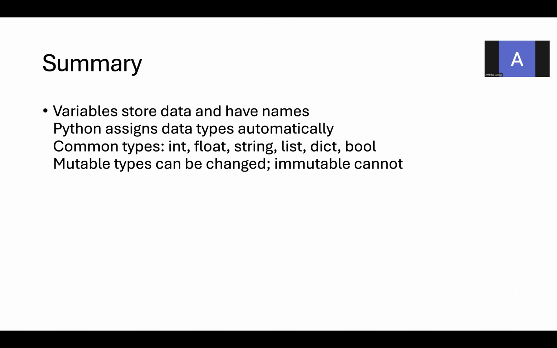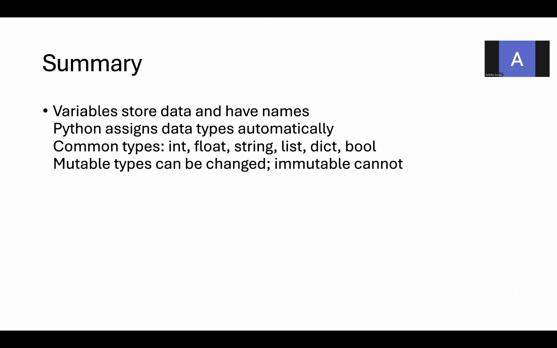Summary: variables store the data and they have their own names. Python assigns data types automatically. Common types are integer, float, string, list, dictionary, and boolean. Mutable data types can be changed and immutable cannot be changed. So you create a variable and assign a value to it. The moment the variable is created, the data type will be assigned according to the value you assign to this variable. And every variable has its own name. There are rules in creating the name of a variable.